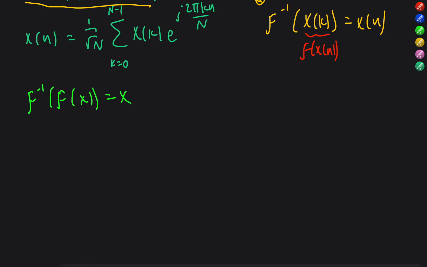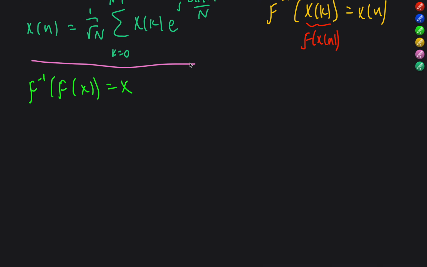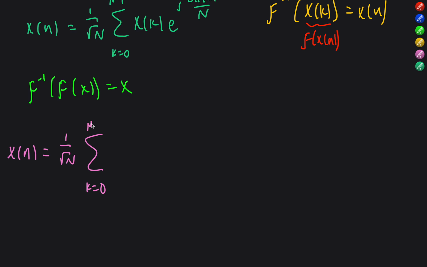The other thing to notice is, let's take this guy right here. Let me rewrite it one more time so we can get it locked in. x of n is 1 over root N, the sum from k equals 0 to N minus 1 of big X of k e to the j 2 pi k n over N.